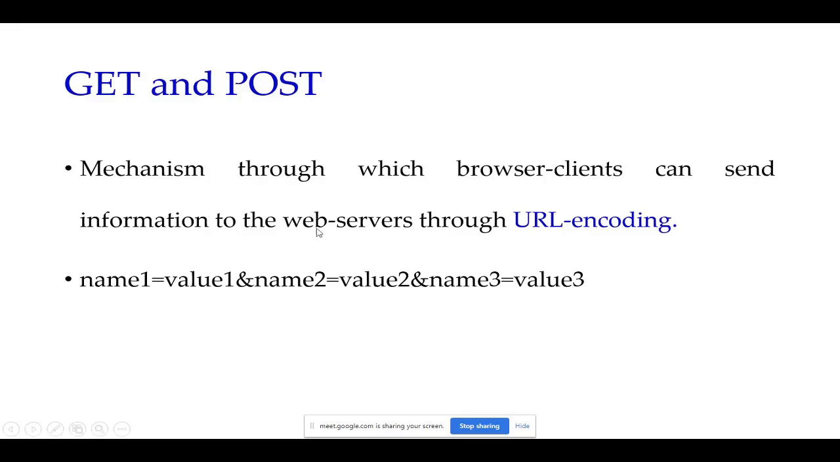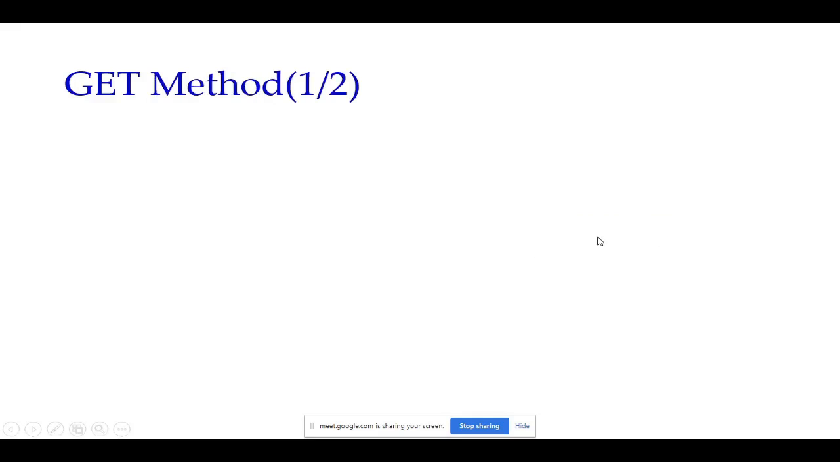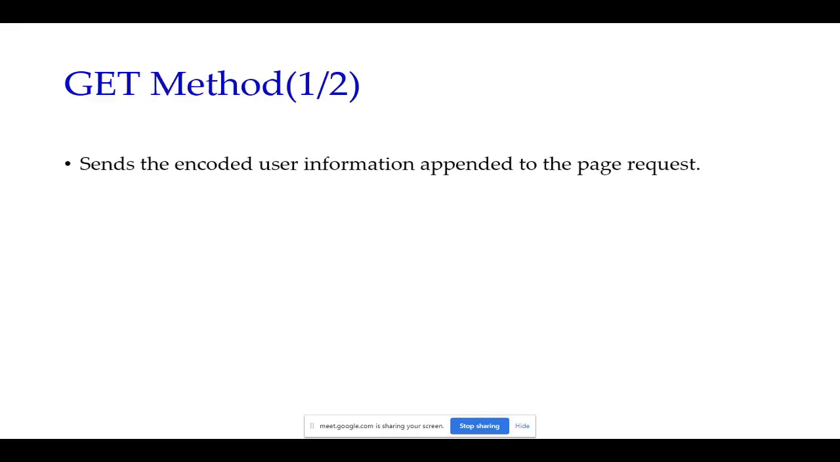So though we have mentioned web servers, for demonstration purpose we have used a local server. But even when you use, say, the Google search engine, you write some string in the search bar, and once you click on submit, you can see your topic of interest in the address bar. That is called URL encoding.